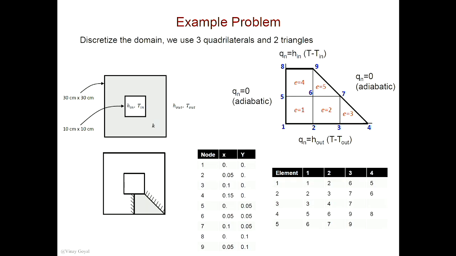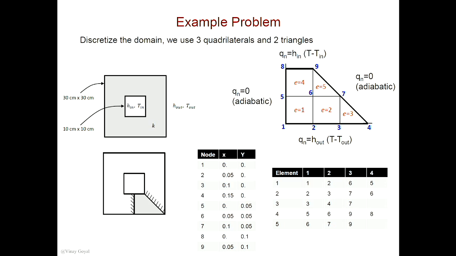We'll discretize the domain into three square elements and two triangular elements, because that's the shape that you see here. So I was trying to get that shape as best I could. For elements 1, 2, 3, 4, and 5, I'll write down the nodal connectivity. For element 1, I'm going to have 1, 2, 6, 5. For element 2, I'm going to have 2, 3, 7, 6. For element 3, 3, 4, 7. But I could have done 4, 7, 3, it doesn't matter.